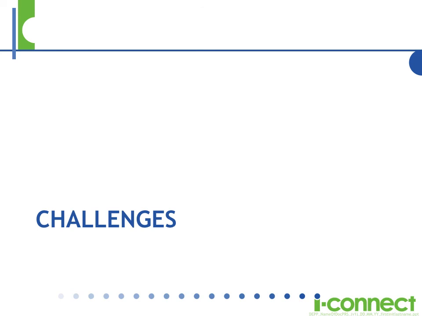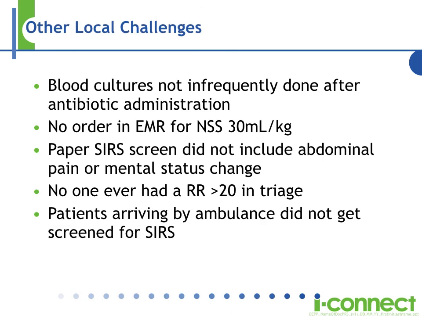Challenges that we've faced, where have been our pitfalls. We've had problems with blood cultures not infrequently being done after antibiotic administration. Initially, there wasn't an order for 30 ml per kilogram. Initially, the paper SIRS screen didn't include abdominal pain or mental status change. And we found that people coming in through the ambulance weren't getting screened for SIRS.